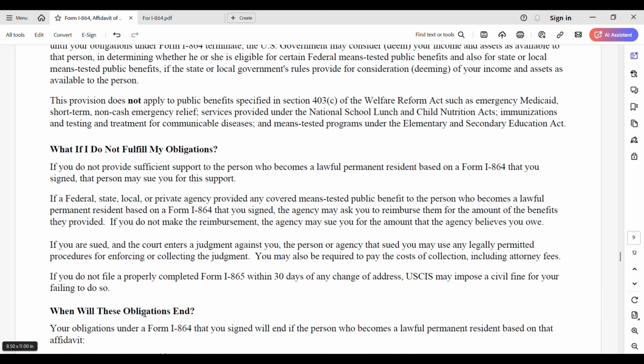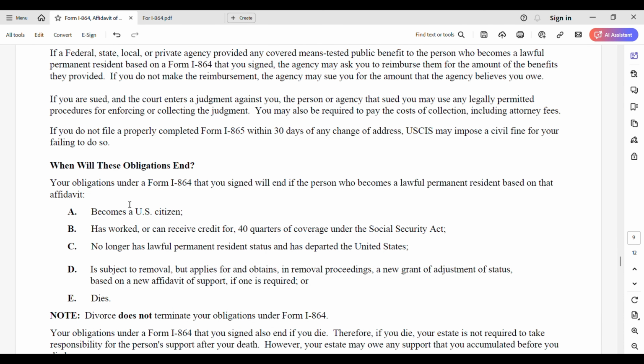When will this obligation end? Your obligation under a Form I-864 that you sign will end if the person who becomes a lawful permanent resident based on the affidavit becomes a U.S. citizen, has worked or can receive credit for 40 quarters of coverage under the Social Security Act, no longer has lawful permanent resident status and has departed the United States, is subject to removal but applies for and obtains in removal proceedings a new grant of adjustment of status based on a new affidavit of support if one is required, or dies. You have to remember this.